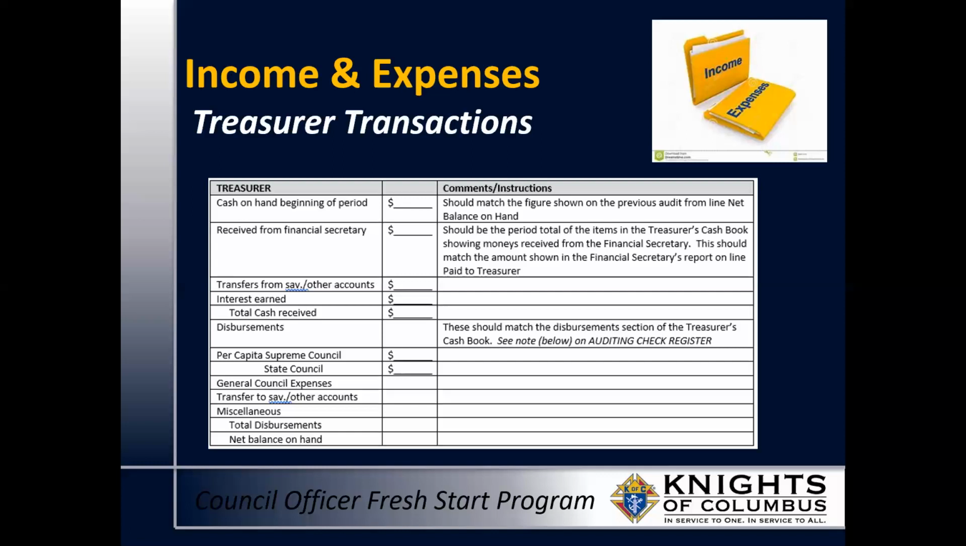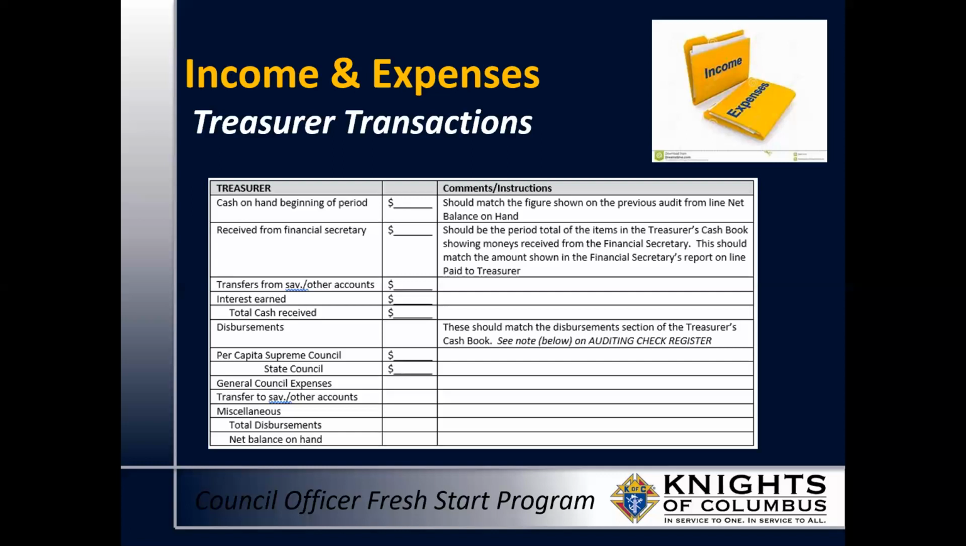Next is the disbursements. This should match the disbursement section of the treasurer's cash book. Again, the cash book is part of the audit. So we would take, first of all, any per capitas that were paid to the Supreme Council and then to the State Council. Those monies will be put in that line. The general council expenses are any monies that were expended to run your council.